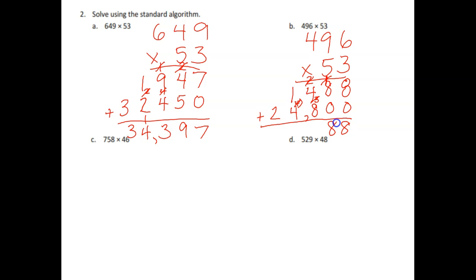8 ones, 8 tens. This is why it's important to cross these numbers out so you don't go back and add them in when you add your two partial products. We have 8 plus 4 is 12. So it's going to be 12 hundreds is equal to 1,200. Then I have 1,000 plus 4,000 plus 1,000 is 6,000. Then I have 2 10,000. So my answer will be 26,288.